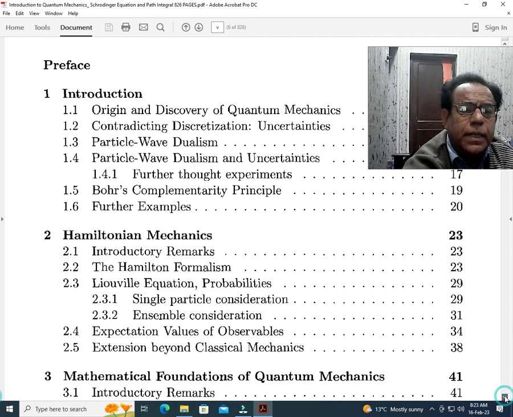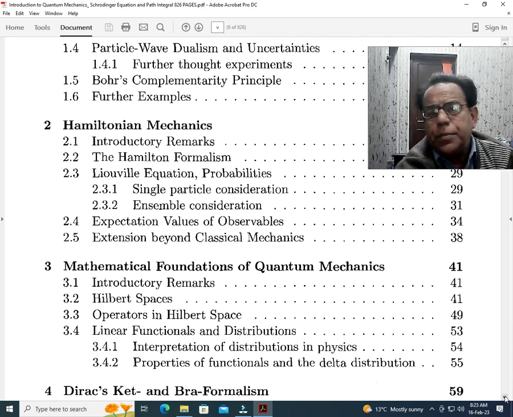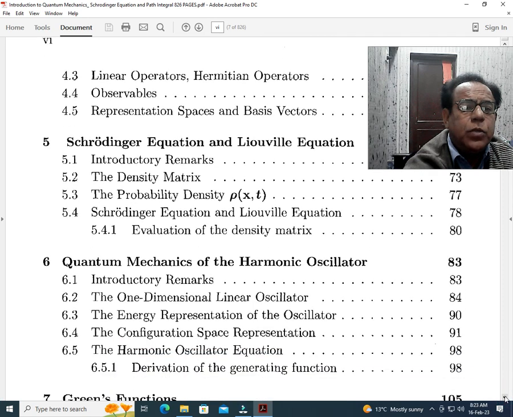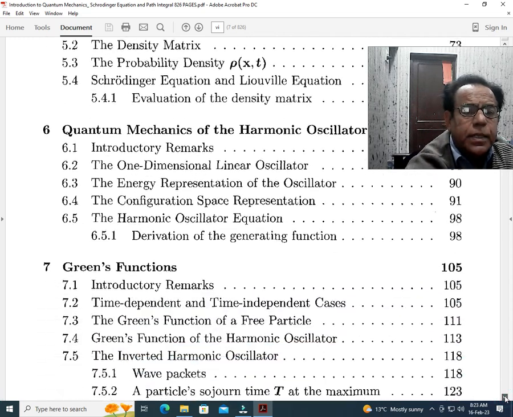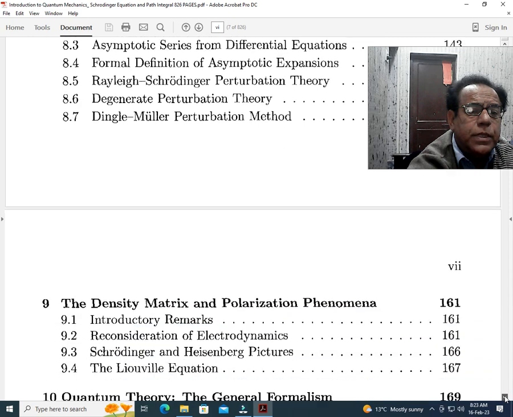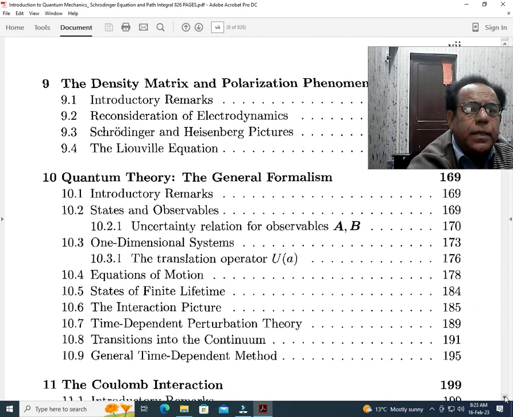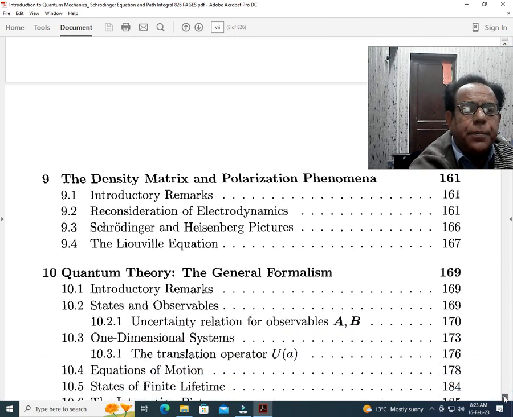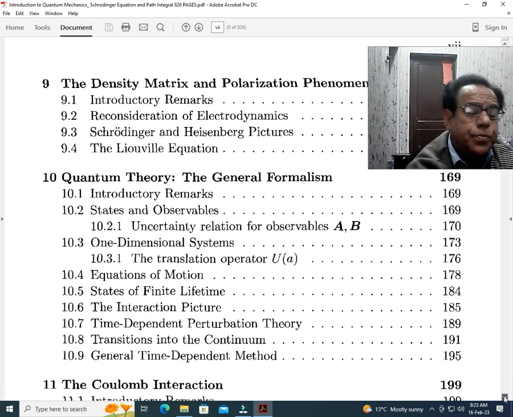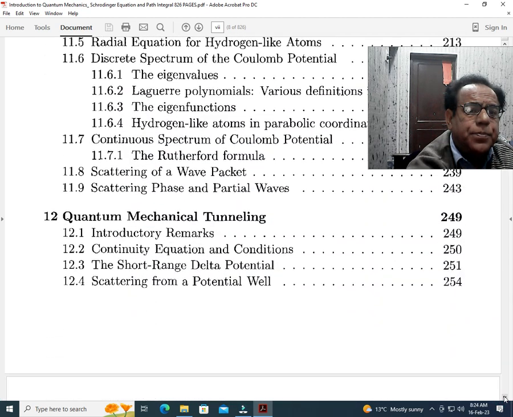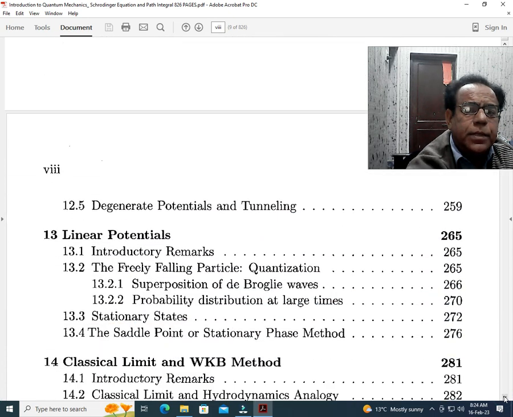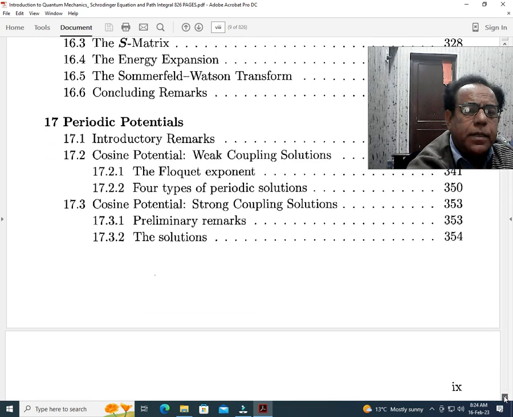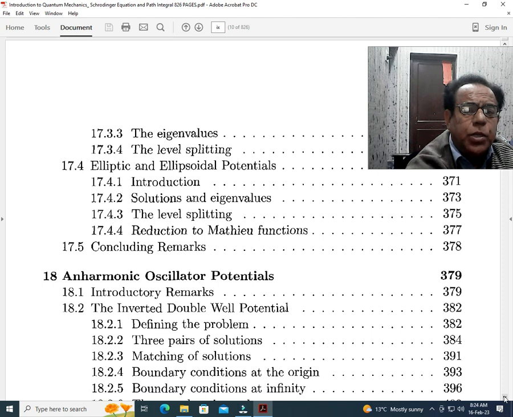Contents: introduction, Hamiltonian mechanics, mathematical foundations of quantum mechanics, Dirac's ket and bra formalism, Schrodinger equation and Liouville equation, quantum mechanics of the harmonic oscillator, Green's functions, time independent perturbation theory, the density matrix and polarization phenomena, the quantum theory, the general formalism, the Coulomb interaction, quantum mechanical tunneling, linear potentials, classical limit and WKB method, power potentials, screened Coulomb potentials, periodic potentials, and harmonic oscillator potentials.